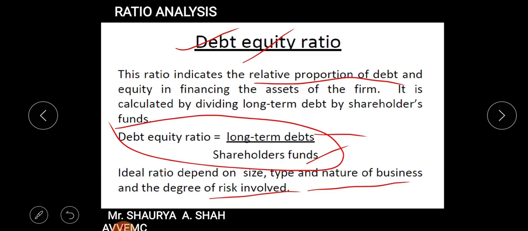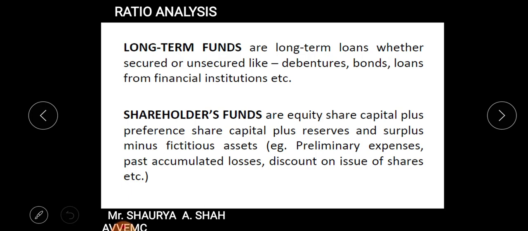The first we saw was proprietors ratio. The second we saw was your debt equity ratio. Now the third. Here the long-term funds are loans, whether secured or unsecured, like debentures, bonds, loans from financial institutions, etc. Right? So students, it includes your debentures, bonds, loans from financial institutions, etc. As you all know, long-term funds includes this thing.